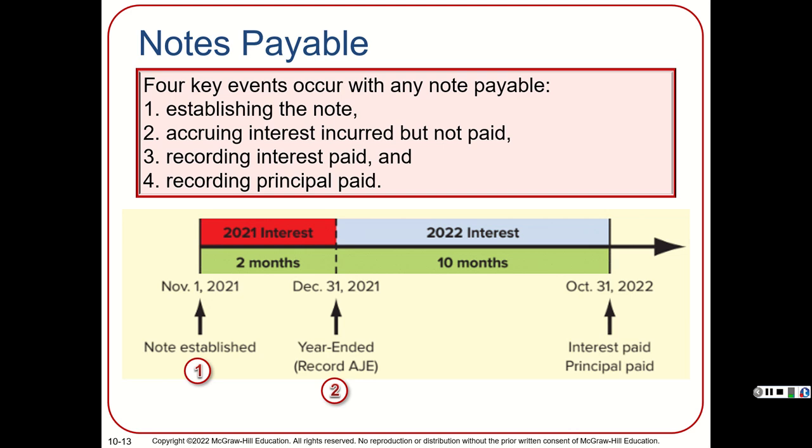So here this is saying, number 1, the note is established. Number 2, you're recording the interest that's accrued using a year-end journal entry. Number 3, you are recording the interest paid at October 31st when the entire interest is paid, and then you're also recording the principal paid. So at October 31st, if it's a good loan, the company has the money to do so. They pay the loan off as well as the interest that has accrued for the whole year.